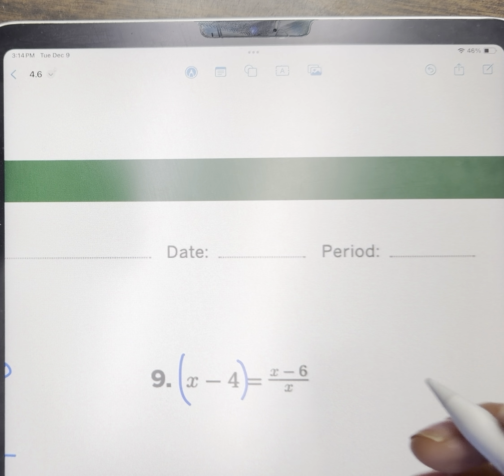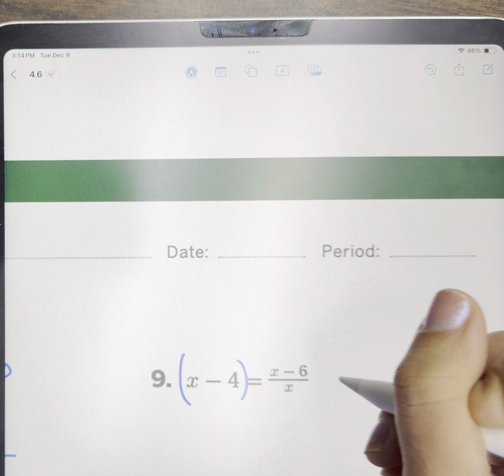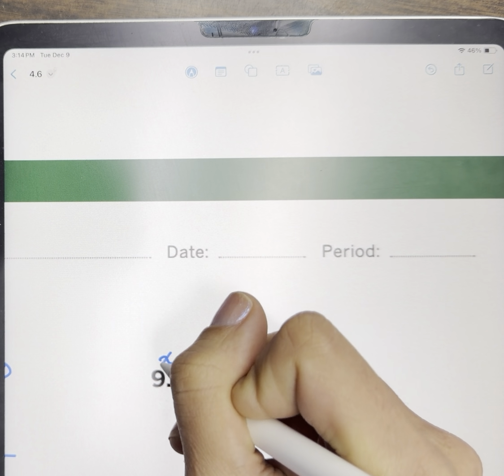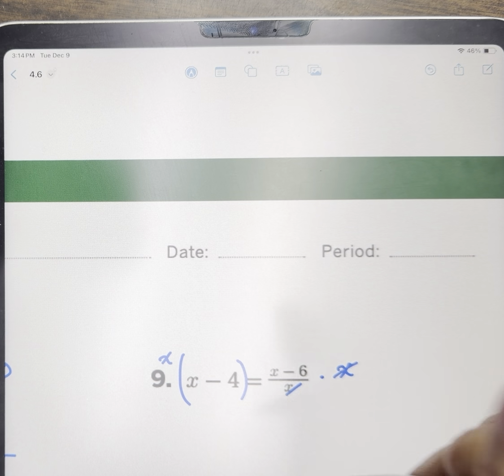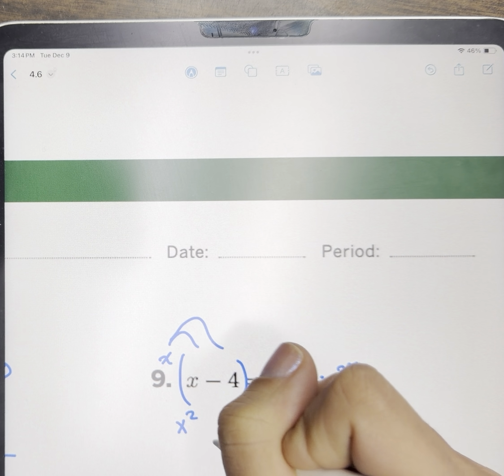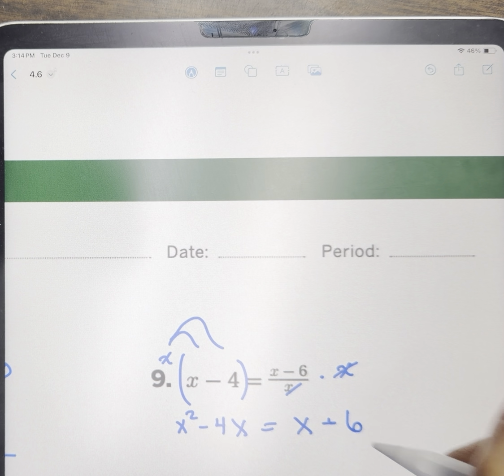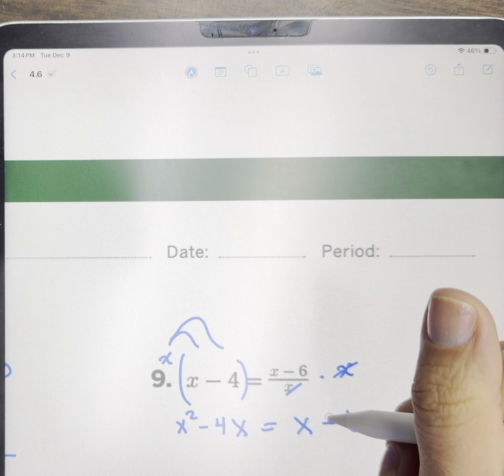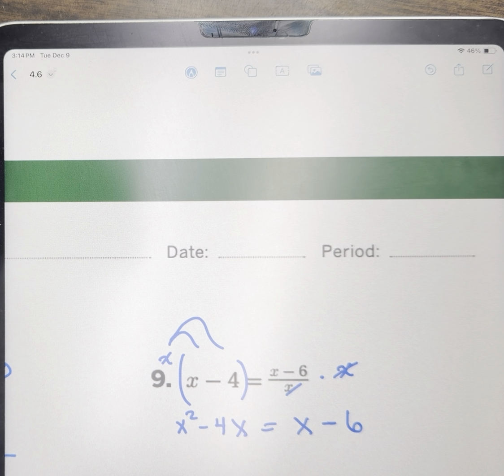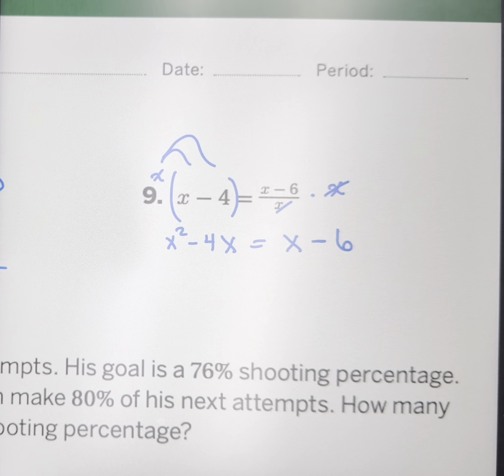Here we go. Get x out of that denominator. Multiply both sides by x. Cancel on the right. Distribute on the left. I get x squared minus 4x equals x minus 6. Okay, here we go. Now, at this stage in the game, on the other problems, we were like, oh, there's multiple x's, let's combine them. Let's be really aware of our situation here.